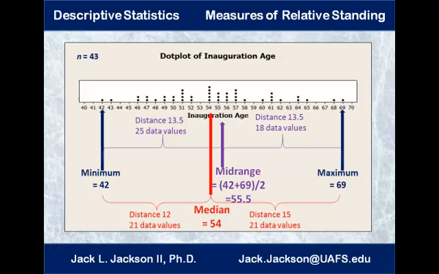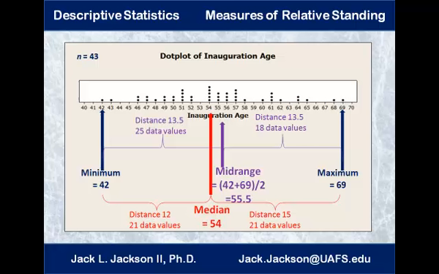So the mid-range is the middle in the sense that it's the same distance from the bottom to the top, from the minimum to the maximum, but not necessarily in terms of the distribution of data. The median, on the other hand, is the middle in the sense of the distribution of data. There are equal amounts of data above and below the median. In this case, 21 values are below the median and 21 values are above the median.